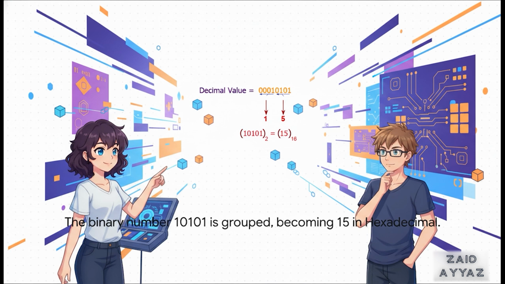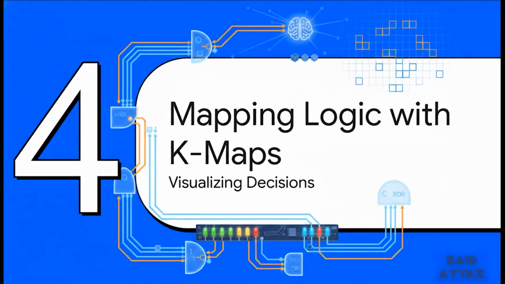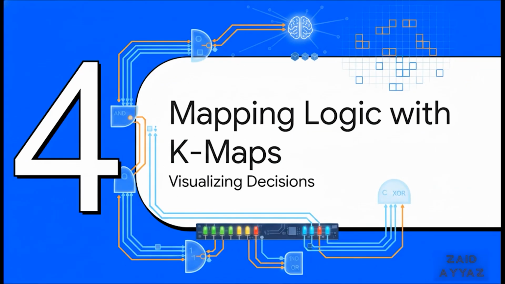We pad it to get 0001, which is just 1. Put them together, and you get 15 in hex. See? It's really that simple. Okay, so we can speak the language now. Let's take it a step further and see how that language is used to build the actual circuits that make decisions. This is where things get really, really clever.